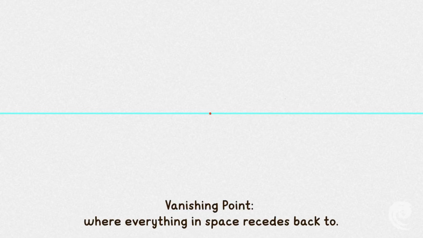Okay, so to actually start, we're going to draw a horizon line. This is just a line separating the sky from the ground. And anywhere on that horizon line, we're going to draw a small dot, but it has to be on the horizon line. This dot is called the vanishing point, and that's where everything in space recedes back to. This is very important, the most important part about perspective.